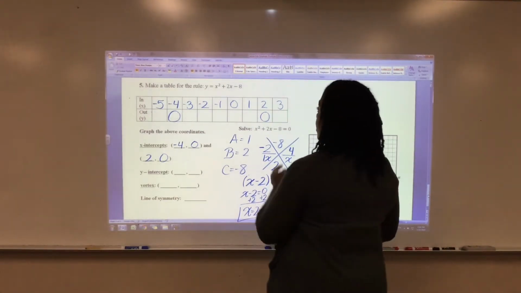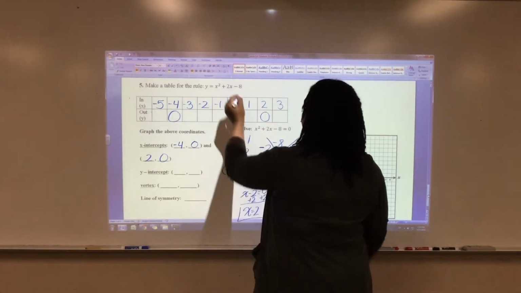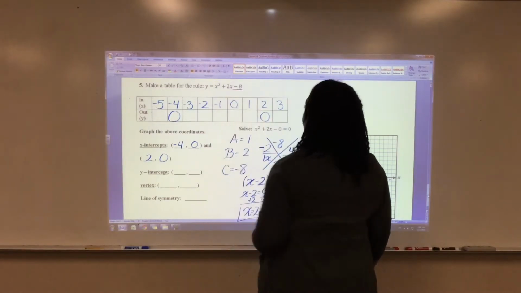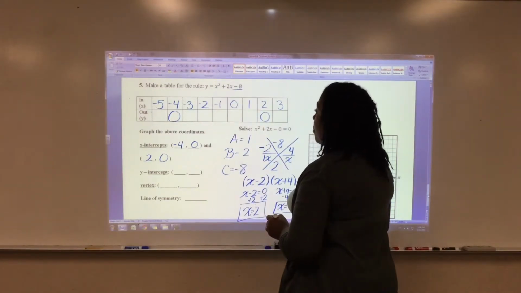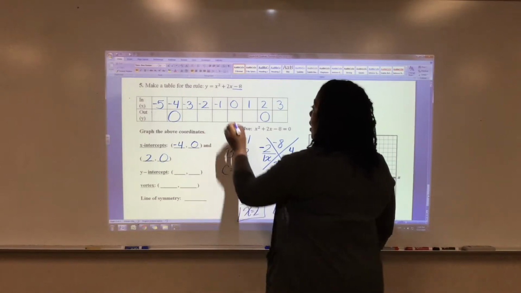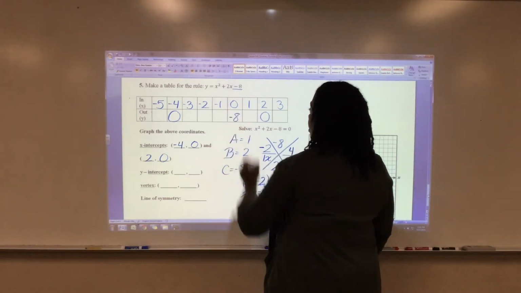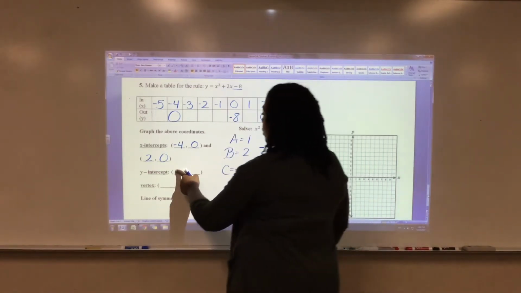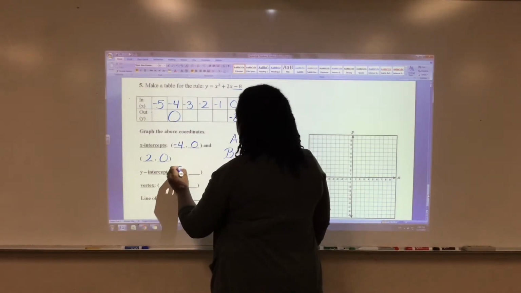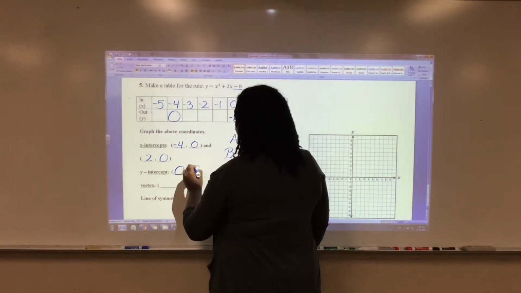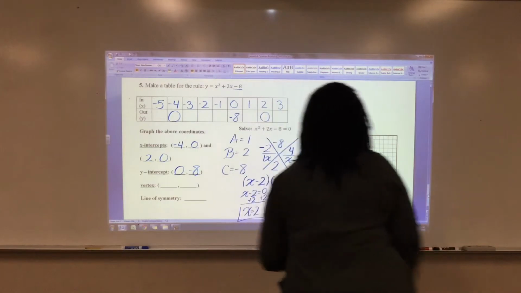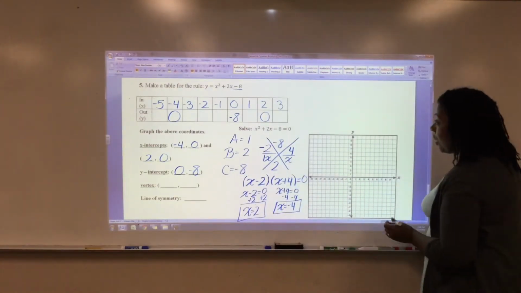So in this case, C, or the number at the end, is -8. So that means my y-intercept is also -8. So I can answer this question. I now know my y-intercept will cross at -8. And these are all points that can help me along the way.